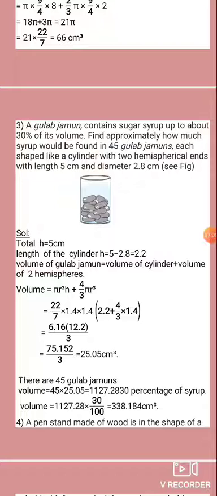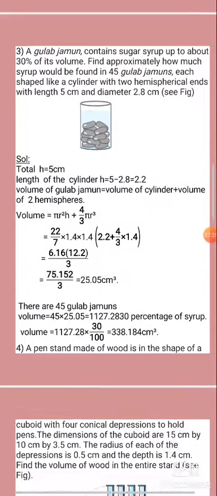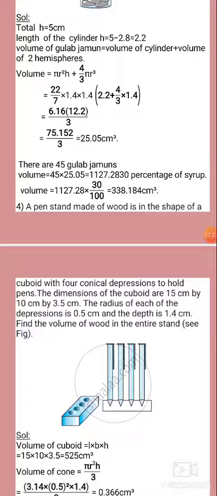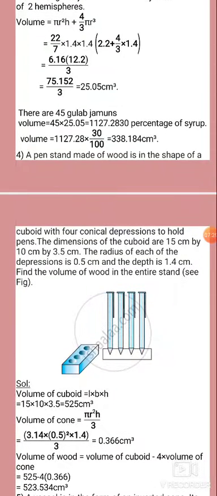Now out of that, 30% is syrup. So to find out volume of the syrup, percentage of the syrup is equal to 1127.28 into 30%, which can be written as 30 by 100. So multiply it and replace the decimal. At last what we get? 338.184 centimeter cube.